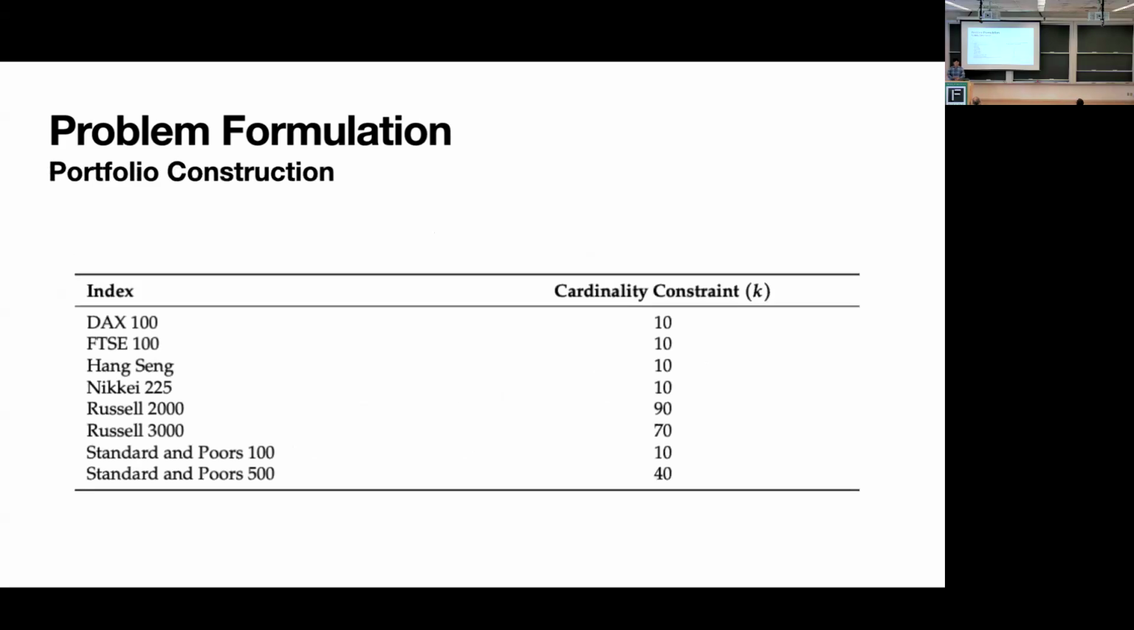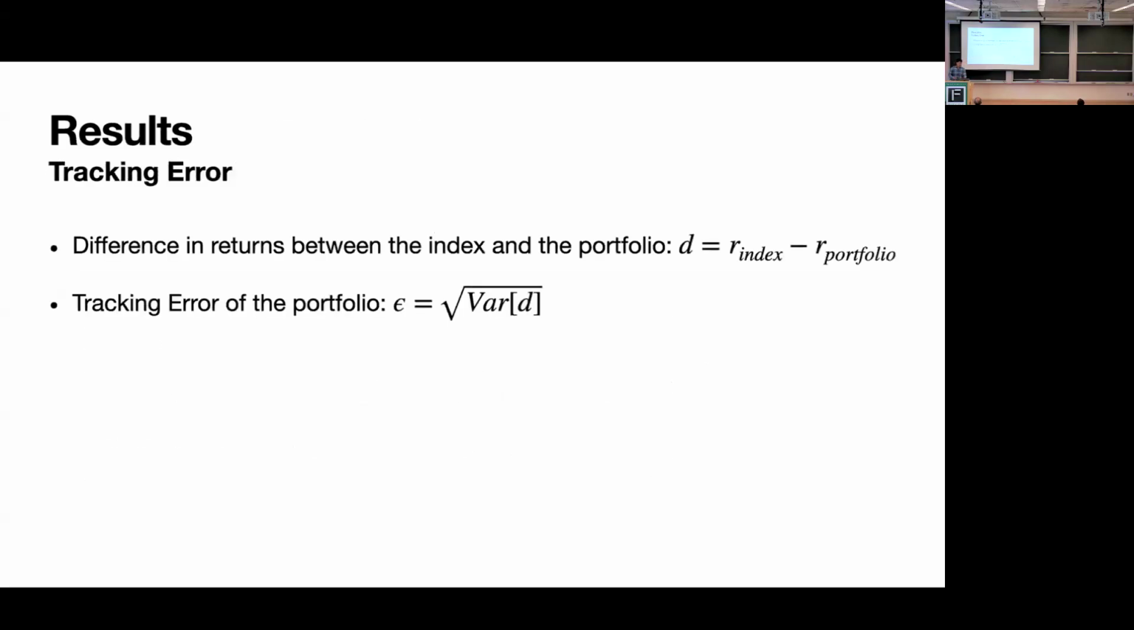So what are the constraints we'll be dealing with? For DAX 100, we'll be using 10 securities. For FTSE 10, Hang Seng 10, etc. We have predetermined how many assets we want to use to track this index. And this would be the benchmark.